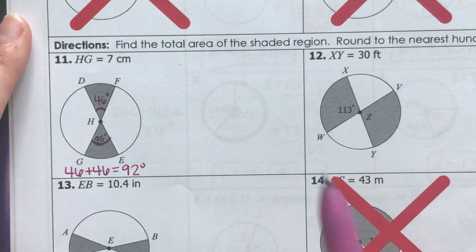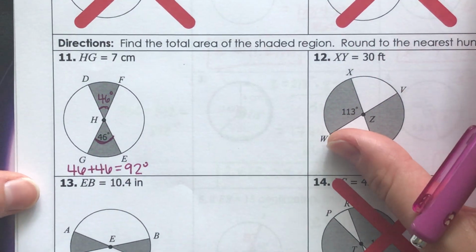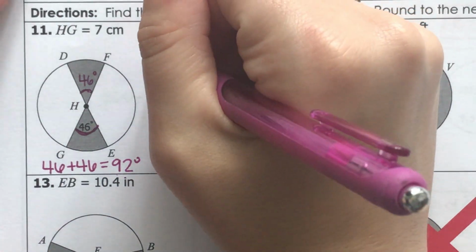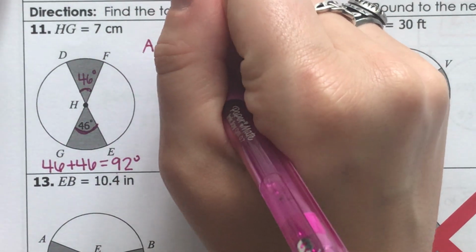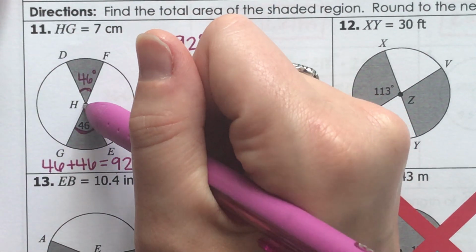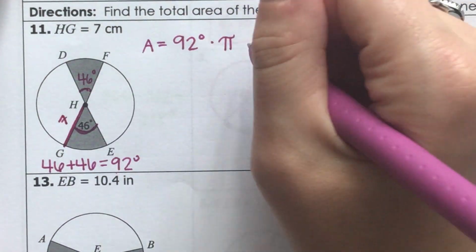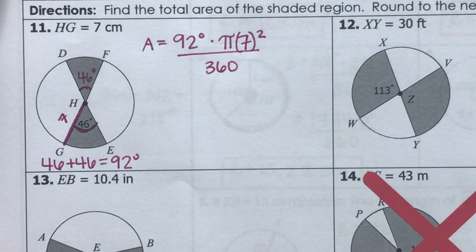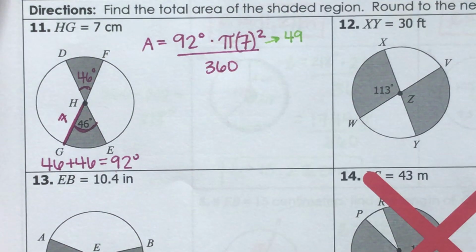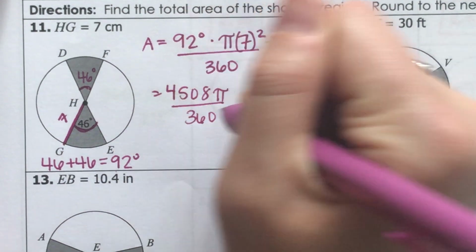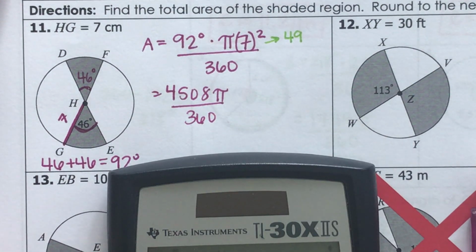And you'll get 92 degrees, and you can just use 92 degrees for your equation. So it really doesn't matter how you choose to do it. They're both going to get you the same answer. I'm going to do it this way just because it's one less step for me. All right, so my area is equal to 92 degrees times pi r squared. My radius, let's see, HG is 7. That is a radius. So it's 7 squared, and I'm going to divide it by 360. Well, I know that 7 squared is 7 times 7, which is 49. So I'm going to do 49 times 92. I get 4,508 pi over 360.